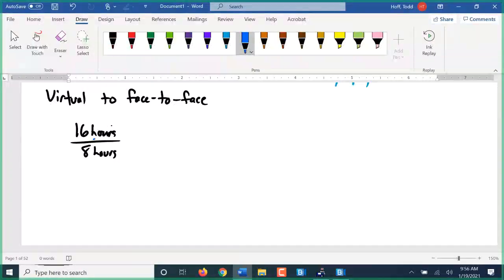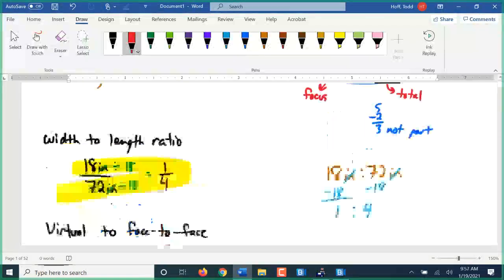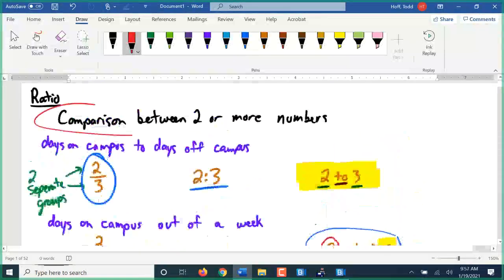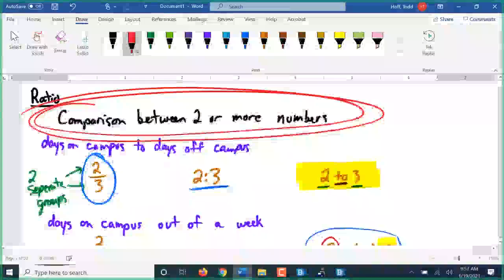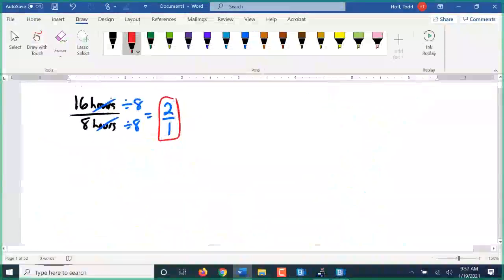Once again, I can cancel out the units because they're the same. 16 and 8 can both divide by 8, giving me 2 to 1. Now here's one of the big differences between a ratio and a fraction. If this were just a fraction, I would reduce that number just to a 2, because it's just a whole number. But it's not just a fraction, it is a ratio. And remember, a ratio is a comparison between 2 or more numbers. So I have to leave this as 2 over 1 so that I have 2 numbers being compared. Otherwise, it's not a ratio anymore.